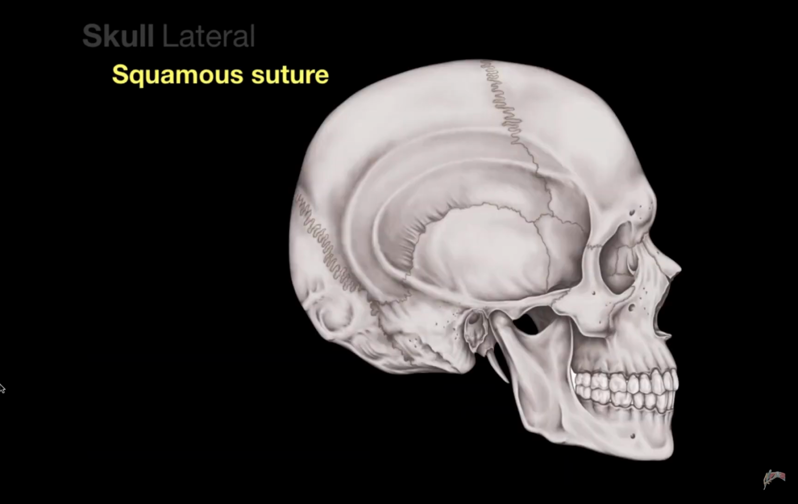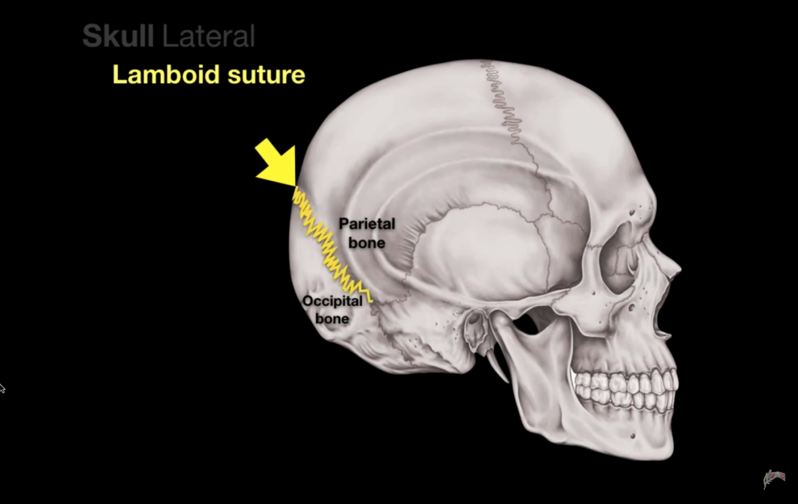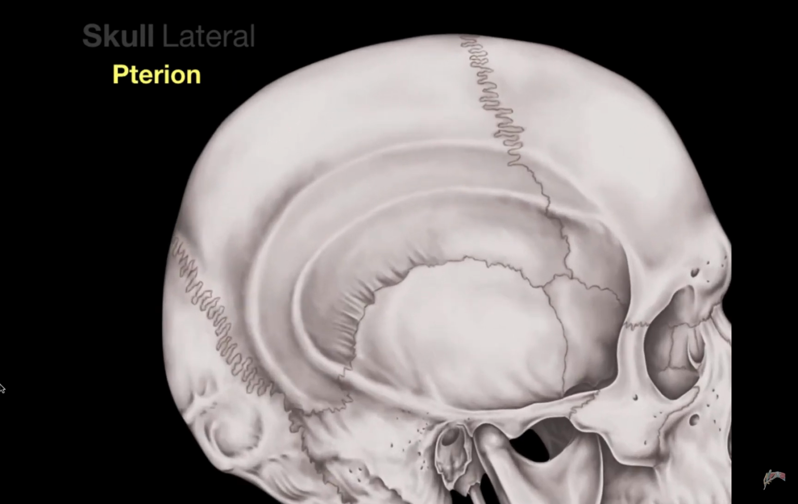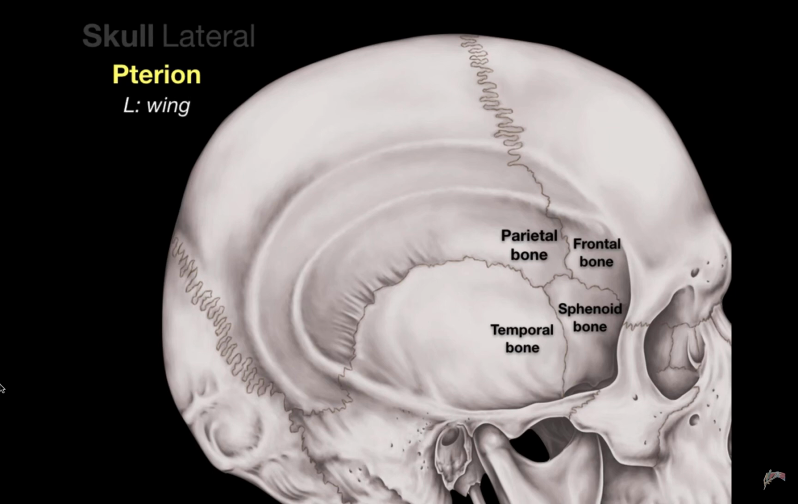Now the squamous suture or squamosal suture is between parietal and temporal bones right there on the squamous part of the temporal bone. And then the lambdoid suture is between parietal and occipital bones, right there is our lambdoid suture. Now the pterion is a significant little suture between parietal, frontal, sphenoid, and temporal bones, and it means wing because it forms on the lateral part of the greater wing of that sphenoid bone located right there.